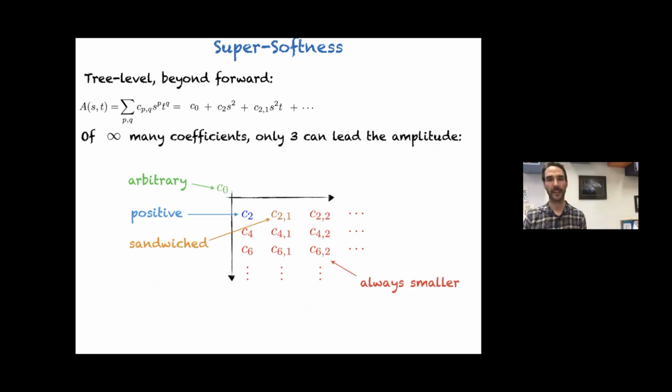I will have some comments on this about loop effects later, keep it in mind. Okay, so the picture that emerges from this is that at tree level, when you also look beyond the forward limit, you have an expansion in coefficients. There are infinitely many of them, but only 3 can lead the amplitude, because the first one, the one that doesn't multiply any powers of s or any power of t, is arbitrary. We don't know anything about it. C2 is positive, as was known for a long time. C2,1, as I just showed you, is sandwiched between 2 values, and all the other ones appear to be smaller. They are always subdominant in their contribution to the amplitude.